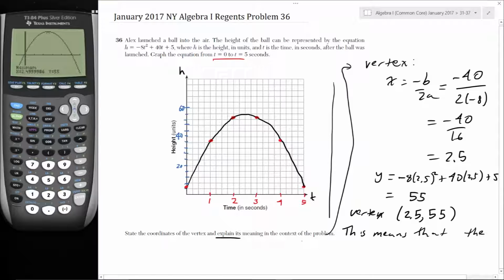the ball reaches a maximum height of 55 units at time t equals 2.5 seconds.